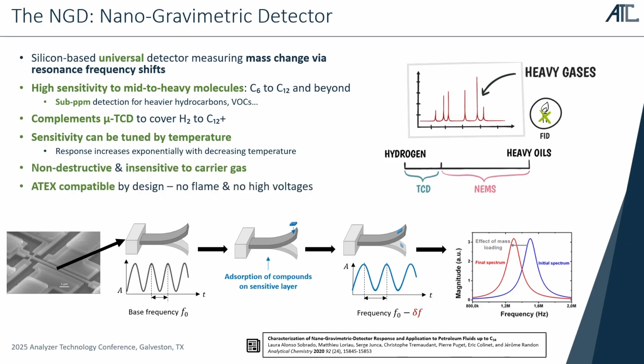So really, the point of using the NGD is also as a replacement for the FID in the field, where we have a naturally ATEX compatible design because of silicon, because there's no flame, and because we are not sensitive to carrier gas, so we are able to use it with generated air or hydrogen, whatever. You will see chromatograms of the NGD later with applications.